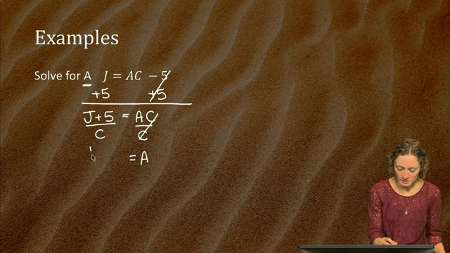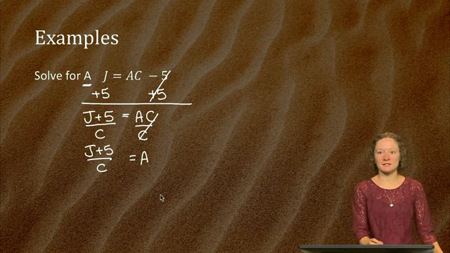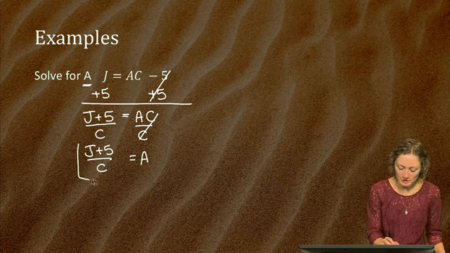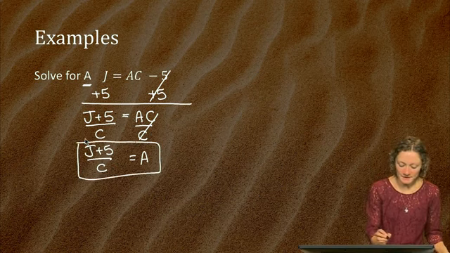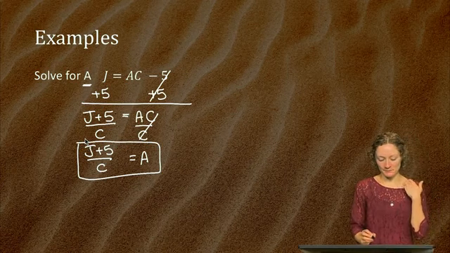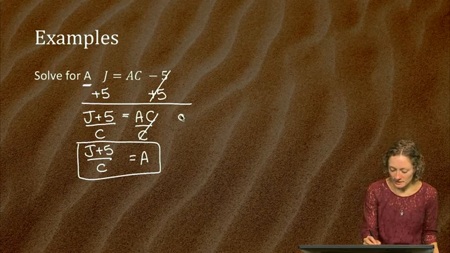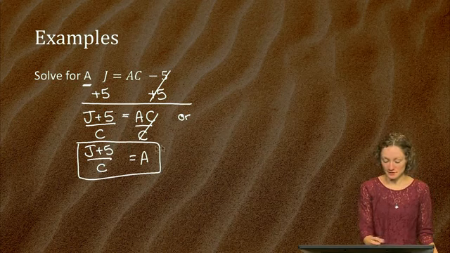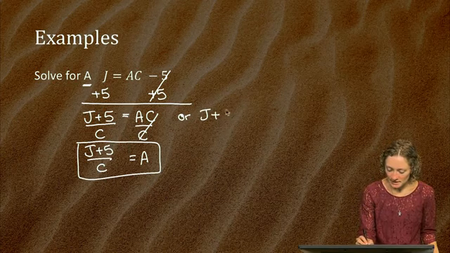A equals J plus 5 over C. This is one way to view this final answer. And at this stage, it's completely fine to see it this way. An alternative way to see this answer, the step is still the same at this stage.